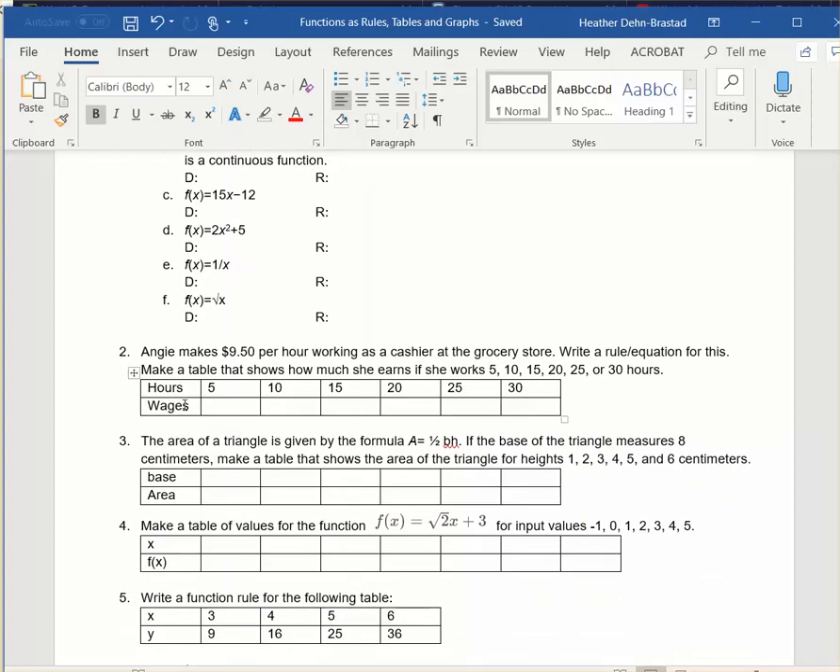Alright, now we're going to look at filling in a table and then writing a rule, or writing the rule first and then doing the table. It says Angie makes $9.50 per hour working as a cashier at the grocery store. Write a rule equation for this. If she makes $9.50 an hour, then let's write the rule before we do the table.